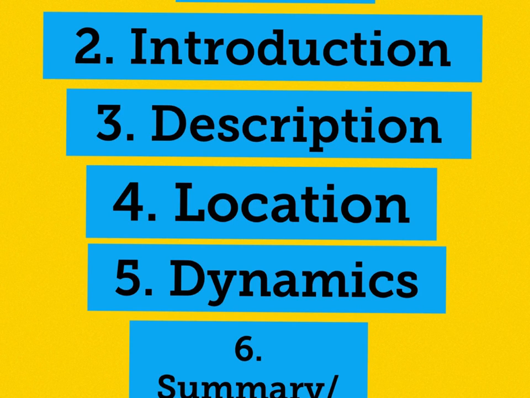The description describes what the thing looks like or what it has. The location tells us where we're likely to find the thing that we are describing in the report or where the thing lives. The dynamics tells us what the thing can do. And the conclusion or summary tells us what the writer of the report thinks about the thing, or it might tell us an interesting fact about the thing.